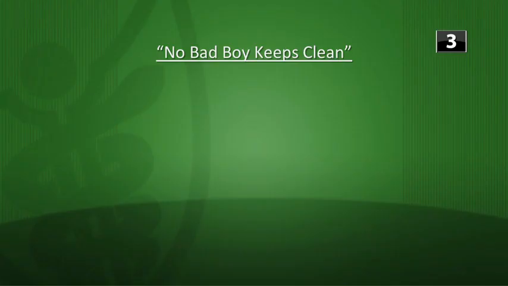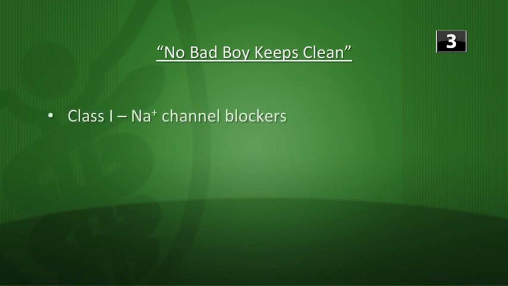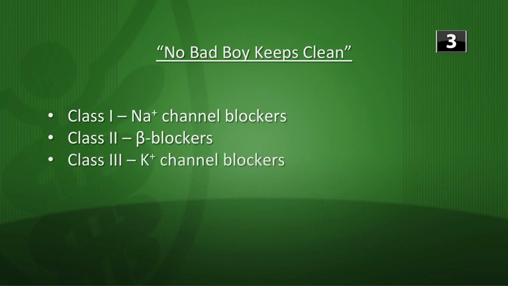And then next question here, what are the different classes of antiarrhythmics? Well, the mnemonic we use here is no bad boy keeps clean. So remember, for class 1, that's going to be the sodium channel blockers. Class 2 are the beta blockers. Class 3 are the potassium channel blockers. And then class 4 are the calcium channel blockers. All right, that's it for the warm-up. Let's get to that lecture now.